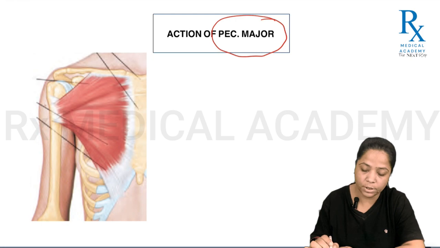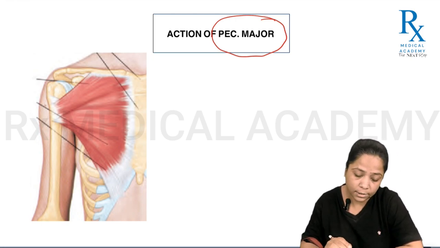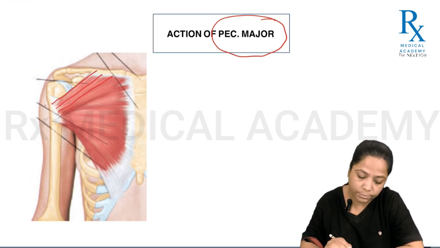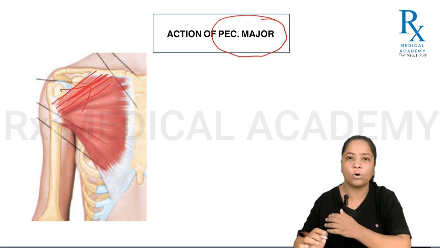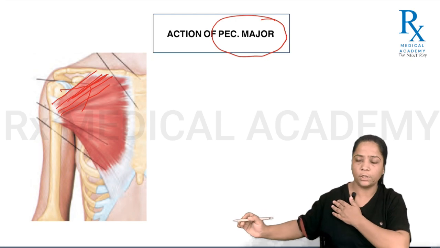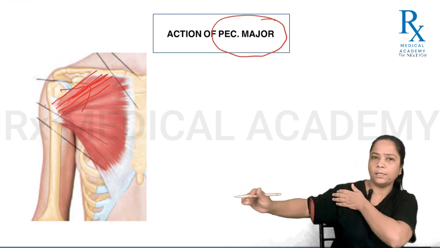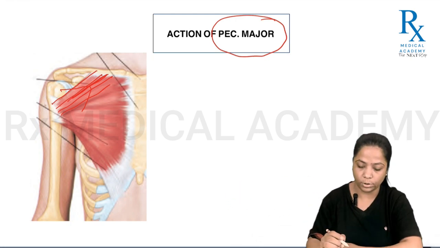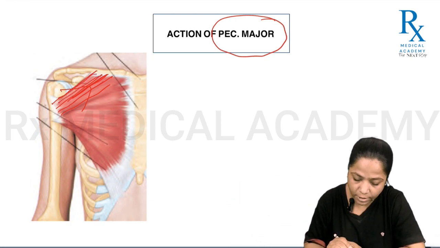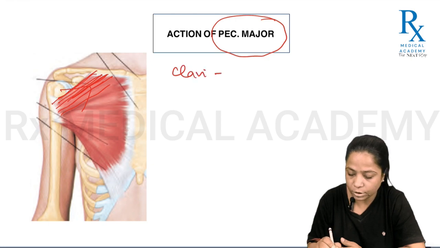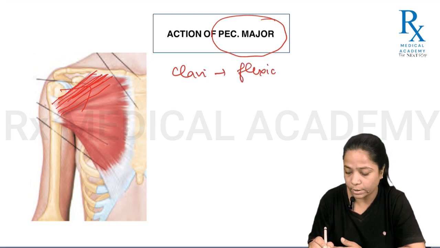So this pectoralis major muscle, if you see the clavicular fibers, if they contract on the upper side, they will cause the flexion of the shoulder joint. So these fibers, the clavicular fibers, they contract like this and they will cause the flexion of the shoulder joint.